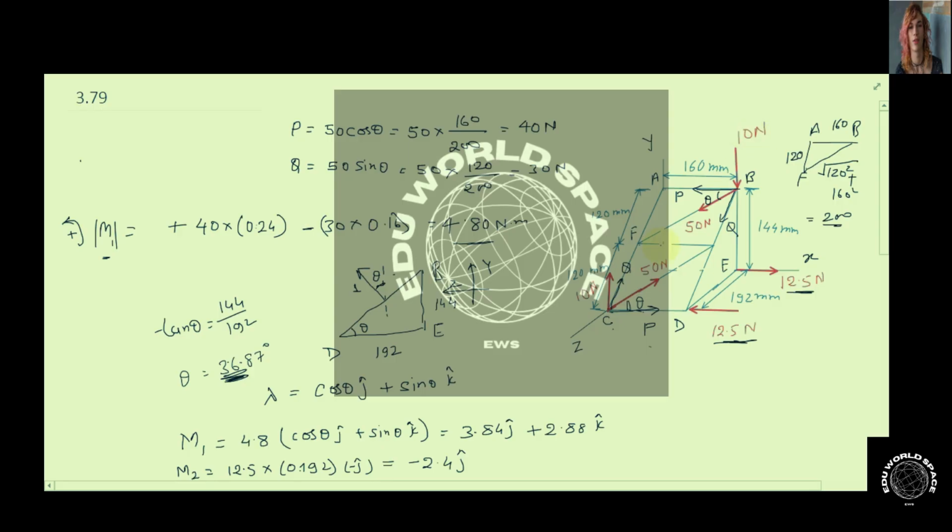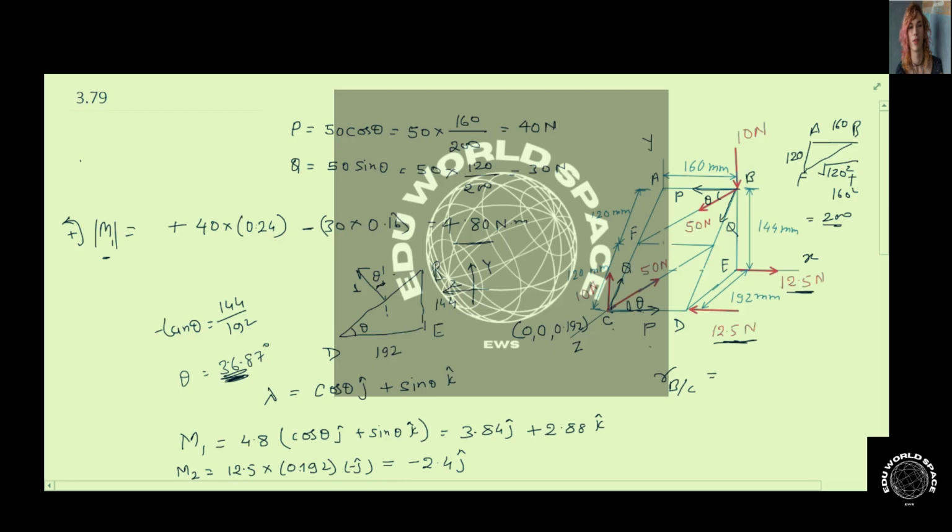So the only moment will be because of this 10 Newton force. For the calculation of moment, we need to know the position vector of point B with respect to point C and the direction of force vector. So we need r of B with respect to C. The coordinate of C: since it is in the YZ plane, the X coordinate is 0. Its Y coordinate is also 0 since it is along the Z axis, so it will have the z coordinate as 0.192, obviously in meter.